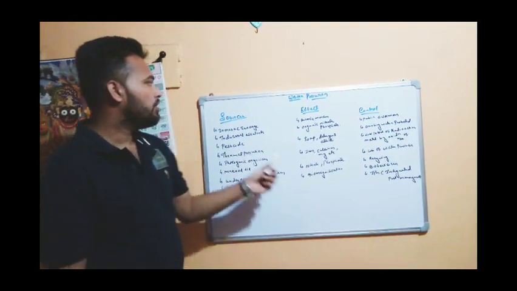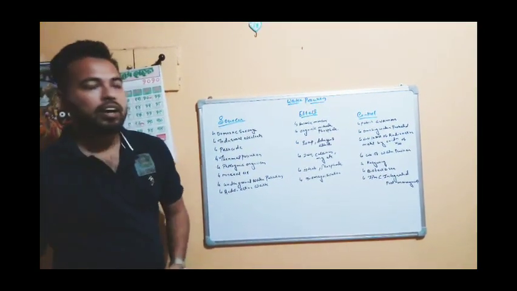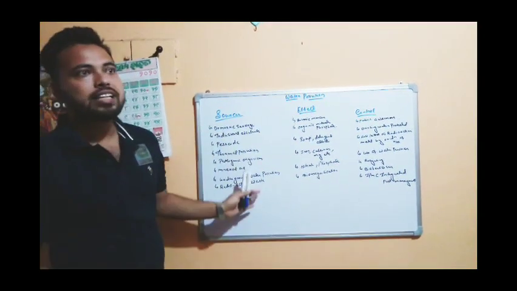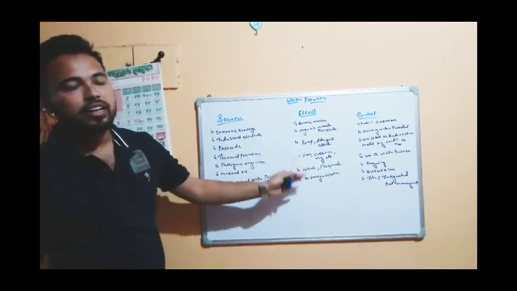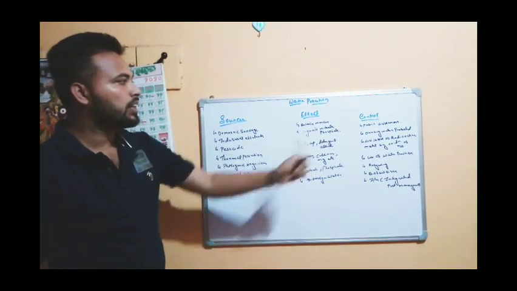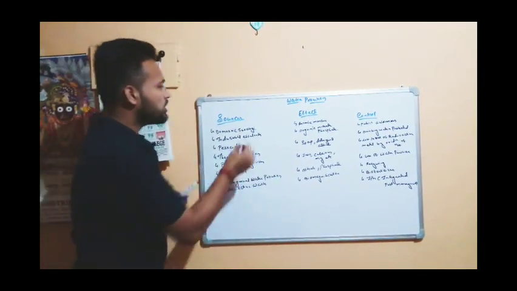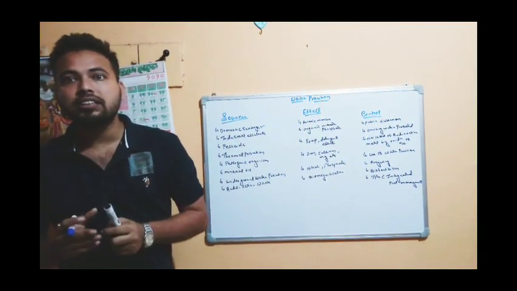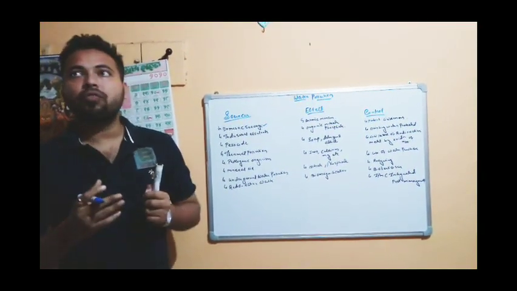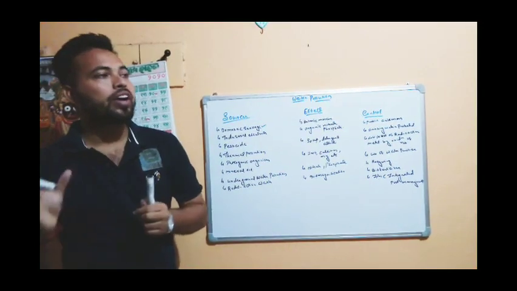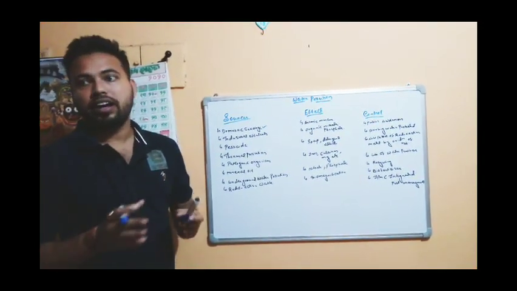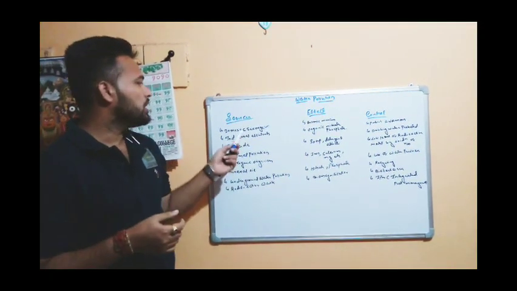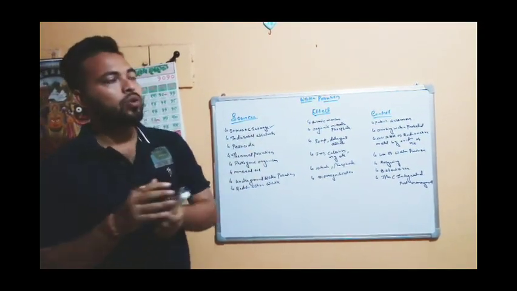So let's start with the sources of water pollution. First of all, we have to know what the different sources are, how they react, and then we will learn about the effects and the control. The first source is domestic sewage. Domestic sewage is the garbage and waste products that we throw everywhere, like plastic and other things which we throw away in our day-to-day life.